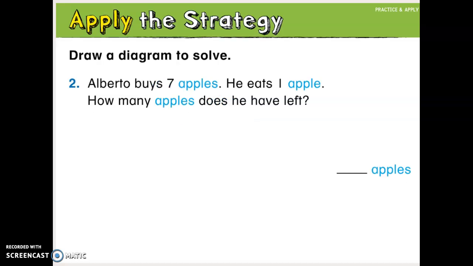Okay, we're going to continue to do this again. I'm going to read the question, and I want you to underline what we know, circle what we need to know, and then let's plan and solve the problem. Okay, and then check your answer. Check and see if it sounds reasonable. All right, so number 2, Alberto buys 7 apples. He eats 1 apple. How many apples does he have left?